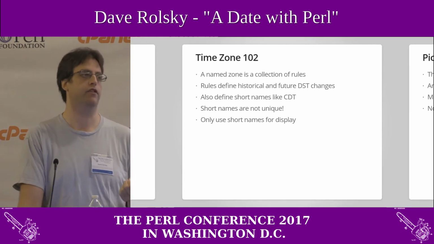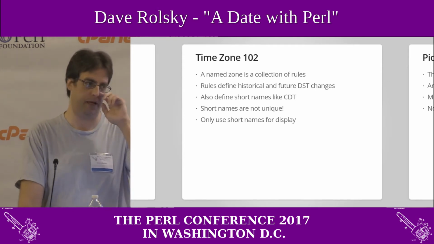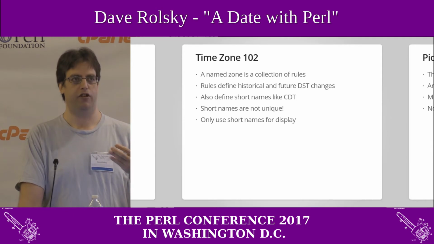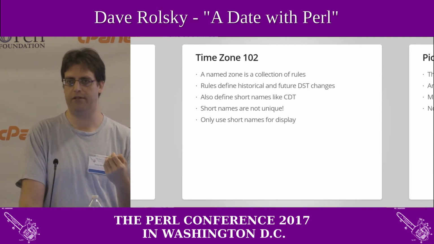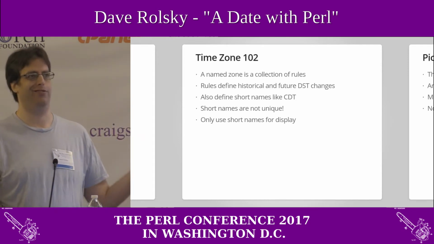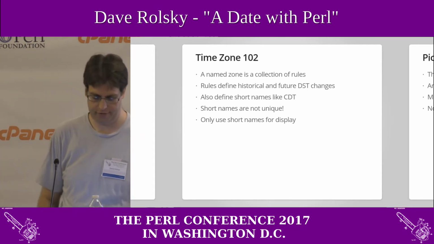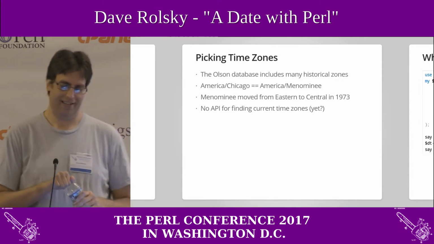So what I recommend in your code is it's fine to use the short names for display, especially when you're displaying it to people in that time zone, because you're generally familiar with your own time zone short names, but they're not that useful for all time zones. Like I don't know the short names for all the European time zones, for example. So if you have to pick a time zone, this can be challenging.